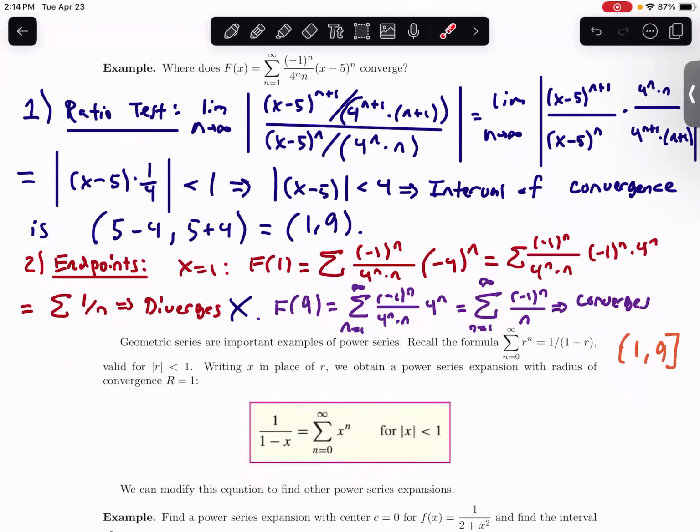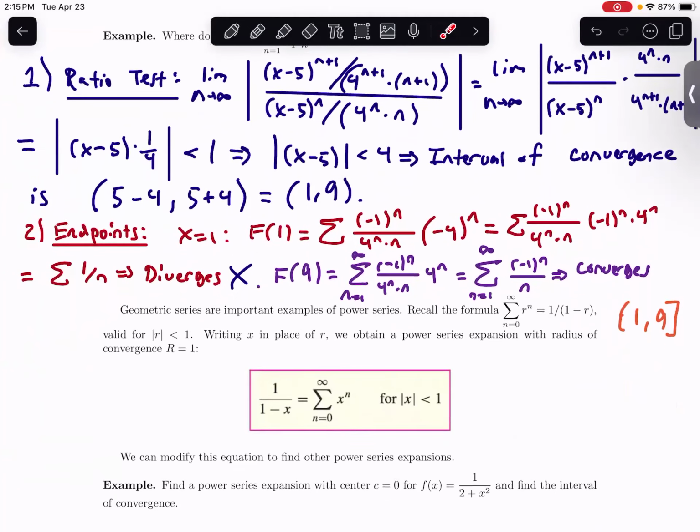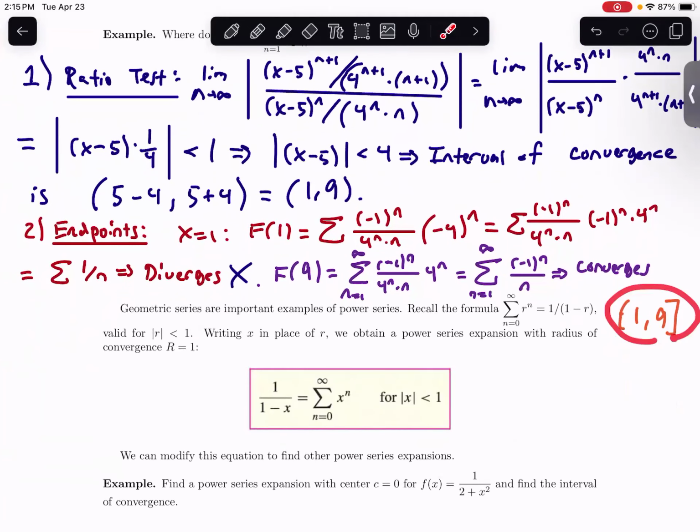I was rushing towards the end of class yesterday, so I didn't say it as explicitly as I probably wanted to. So this was the final answer, this interval from 1 to 9, and we include the 9 because when we plugged in x is equal to 9, we ended up getting a convergent series by the alternating series test.